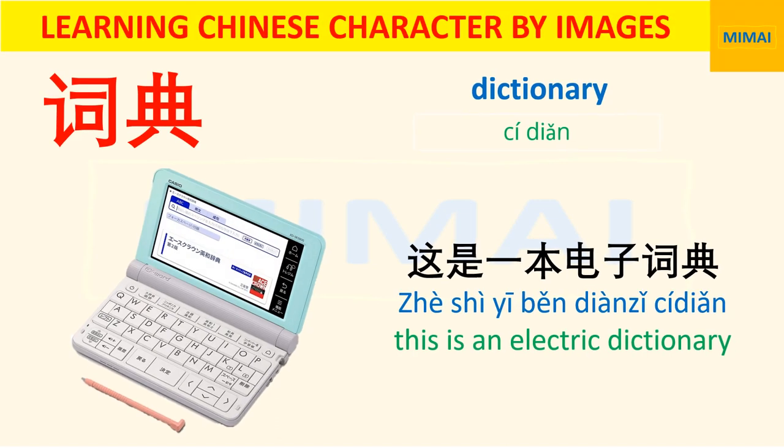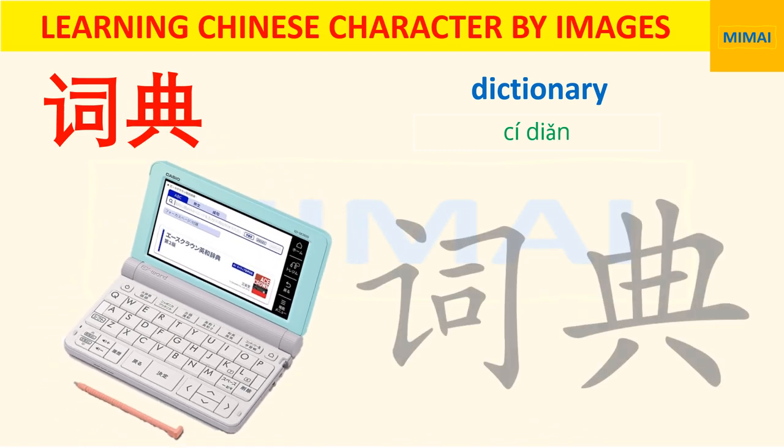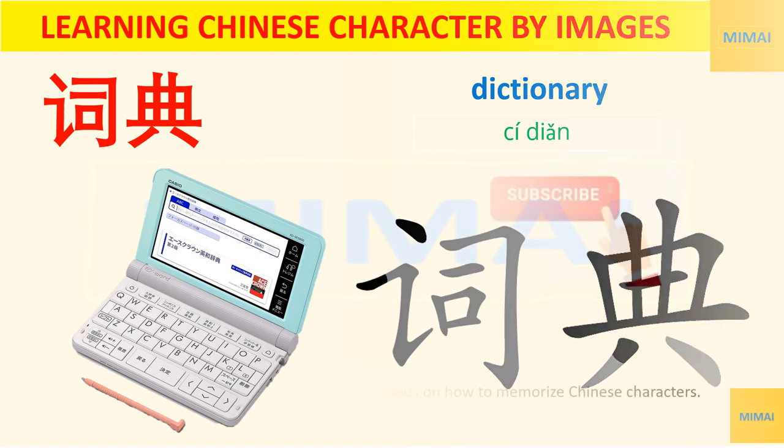Here is an example for this word. This is an electric dictionary. 这是一本电子词典。To remember this word, listen and write after that. Dictionary. 词典. Dictionary. 词典.